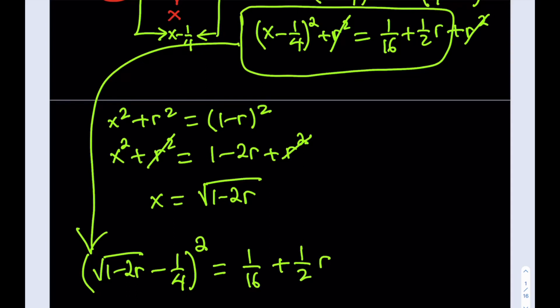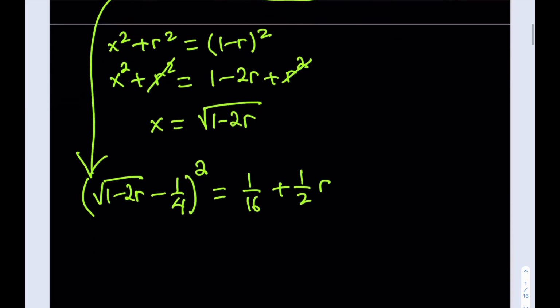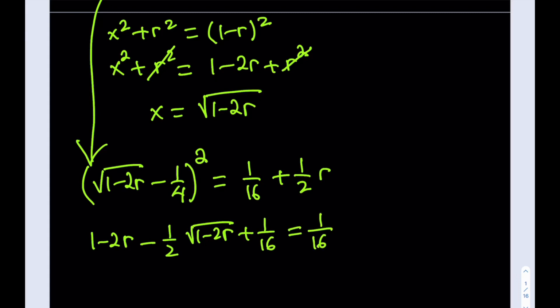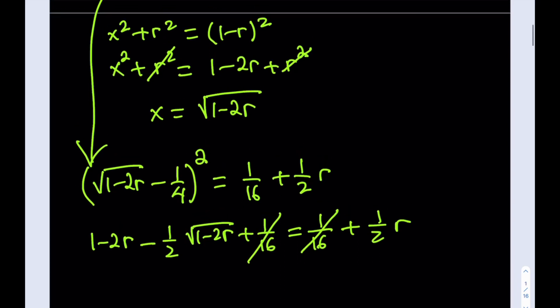Beautiful. So what we've got to do now is solve this equation for r. Let's simplify this a little bit, right? If we simplify, this is going to look like 1 minus 2r minus 1/2 of the square root of 1 minus 2r, plus 1 over 16, which is nice because that's going to cancel out, and 1/2 of r. So these two numbers are going to cancel out. Now, what we have is a radical, so let's isolate that radical. How can I do that? I'm just going to add it to both sides, so it will be positive on the right-hand side, and I can switch sides.